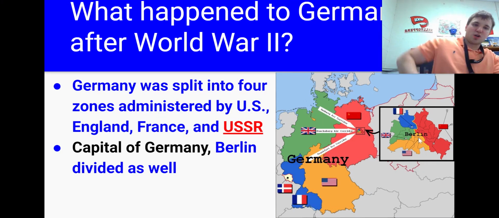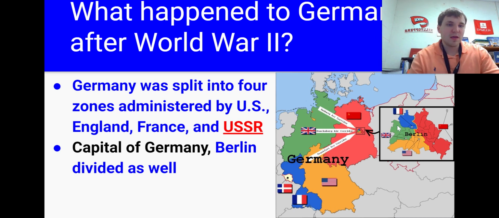So you see, they divided Germany up just like a cake. But then you look at Berlin. East Berlin is occupied by the Soviets. West Berlin is France, Britain, and the United States. This is going to become an issue during the Cold War.